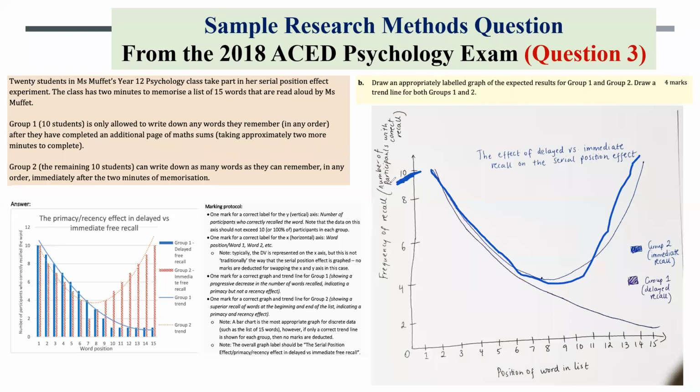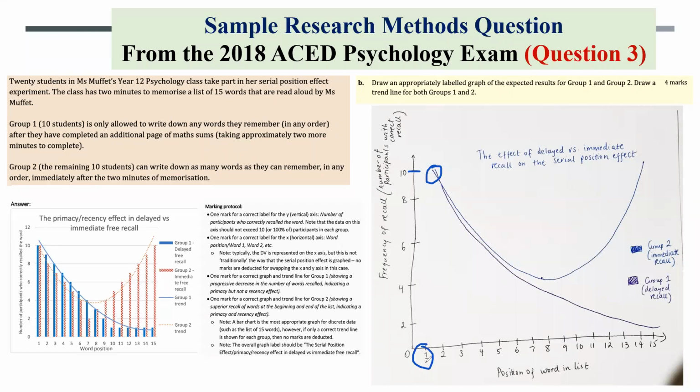Okay, and remember the y-axis is showing the number of participants with correct recall. So what this is saying is that for the first word that was presented, in fact, let me just get rid of all the scribbles so it's easier to see. In both groups, whether you were in group 1 or group 2, all participants were able to recall the first word correctly. And this was what we saw when we did our experiment as well.